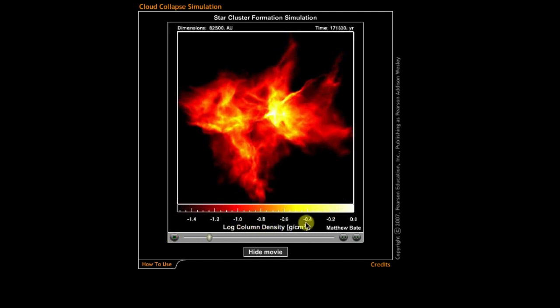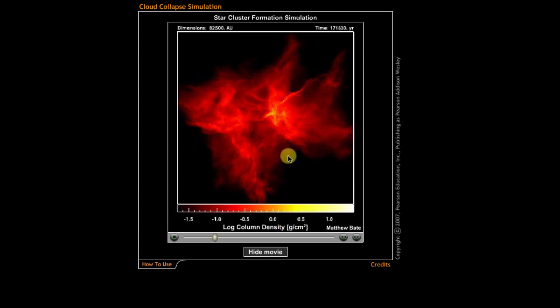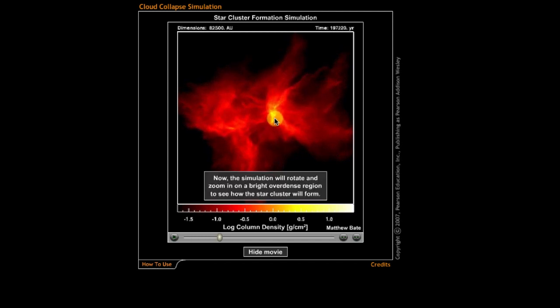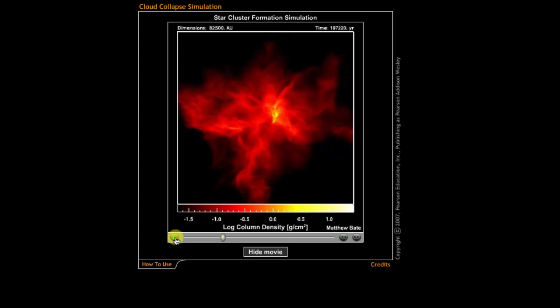The scale is shifting towards greater number of higher density regions, so that the scale on the bottom is going to shift a little bit, just to recolor things. And so now this area isn't as yellow as it was. It's recolored it a little bit. And now it's getting more yellow in here. Now the simulation will rotate and zoom in on this bright, really dense, over-dense region to see how the star cluster forms. And so we're going to rotate and zoom in a little bit.